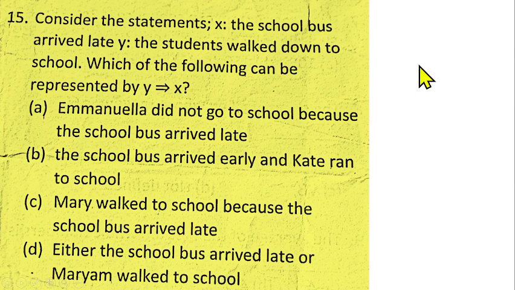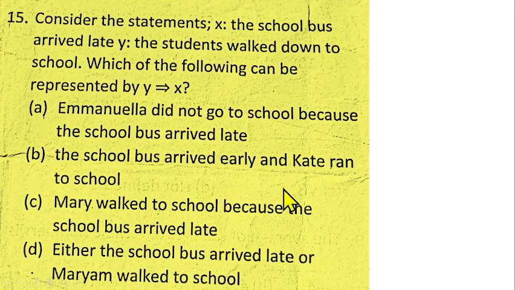Question number 15 is from logical statement or logical proposition. So consider the statement: X, the school bus arrived late. Y, the students walked down to the school. Which of the following can be represented by if Y, then X? Emanuela did not go to school because the school bus arrived late. The school bus arrived early, and Kate ran to school. Mary walked to school because the school bus arrived late, which is option C. Either the school bus arrived late or Miriam walked to school.